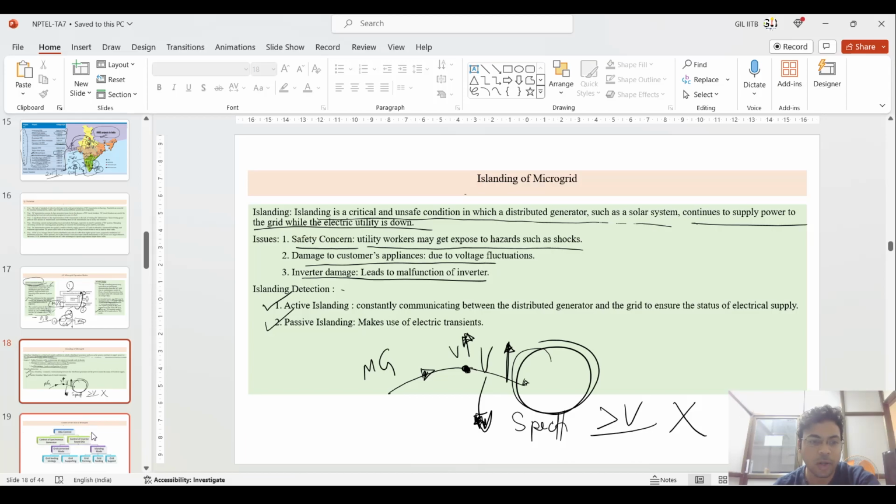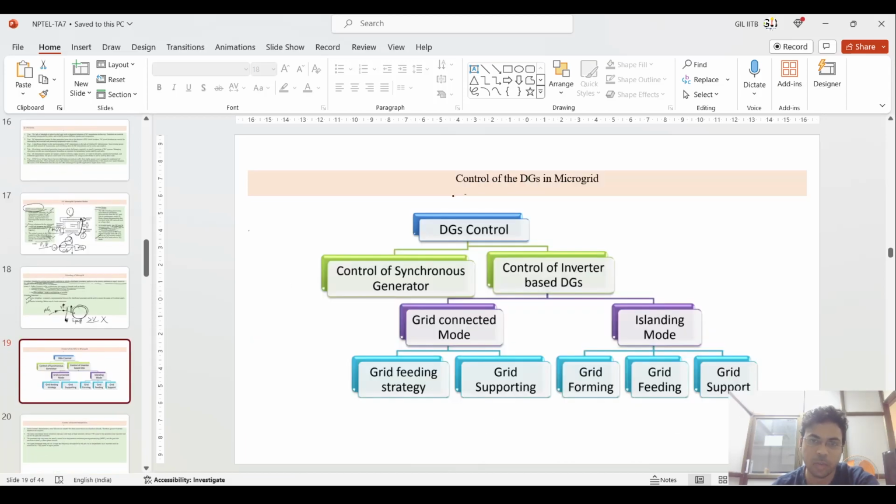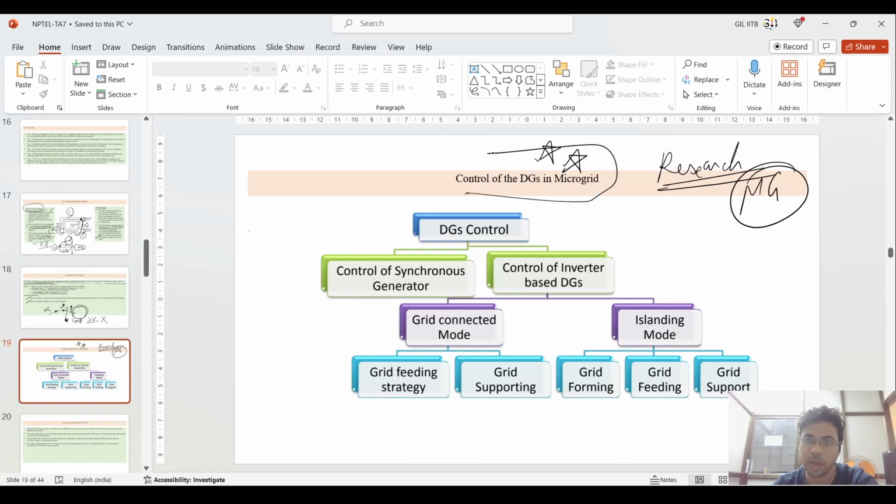And there are two kinds of islanding mechanisms, that is active and passive, which I have already explained. Further moving to this control part, that is the most important. So if you are going from this research areas, and if you want to study about this microgrid, you have to understand this controlling architecture.